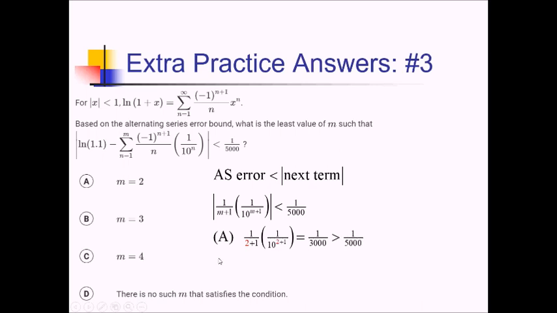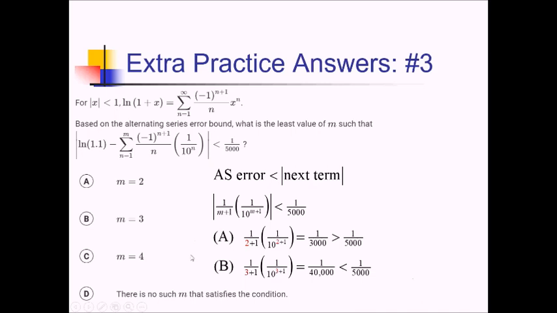So let's try choice B with m equals 3. So we've got 1 over 3 plus 1, which is 1/4. 1 over 10 to the 3 plus 1 is 1 over 10,000. So this is 1 over 40,000 then, which is a much larger denominator than 5,000. So absolutely, this is going to be smaller than 1/5000th, which means that the smallest m value that guarantees this error bound is going to be m equals 3.